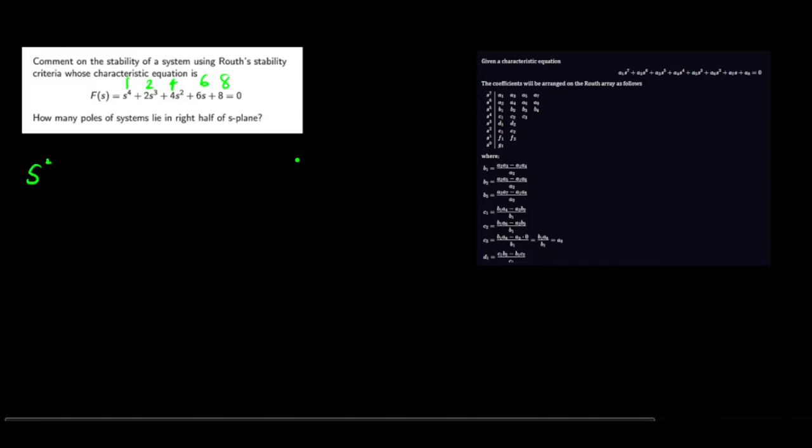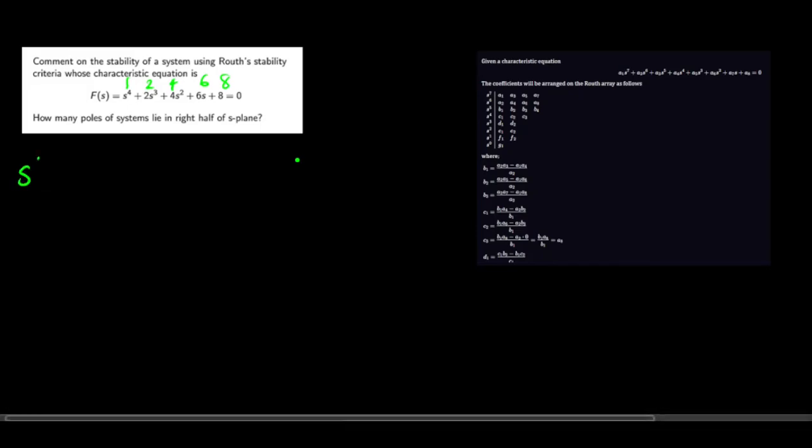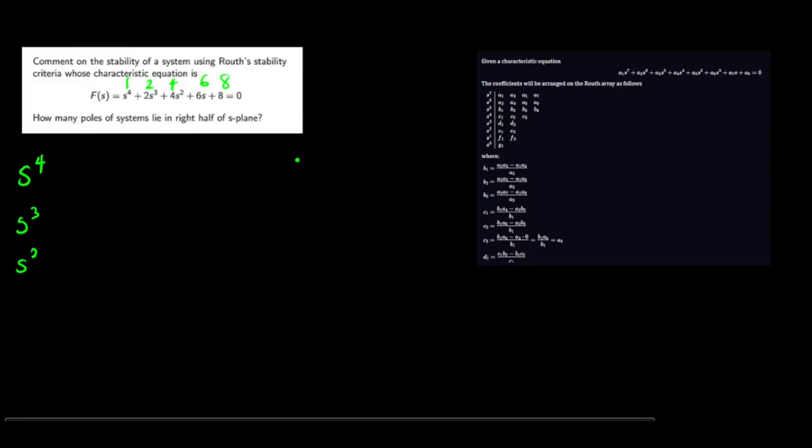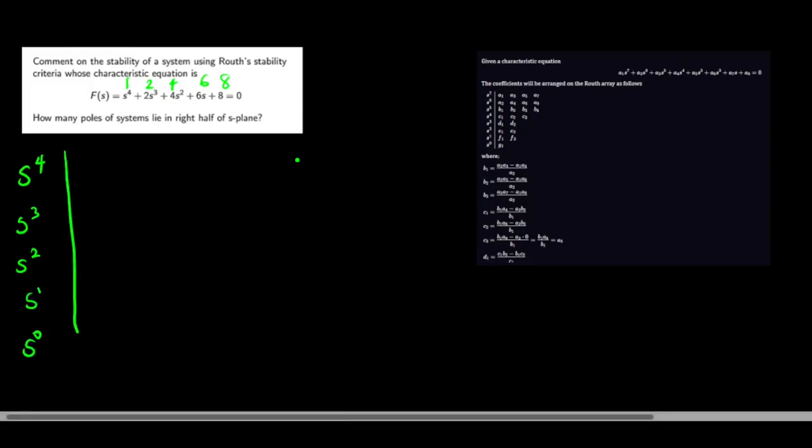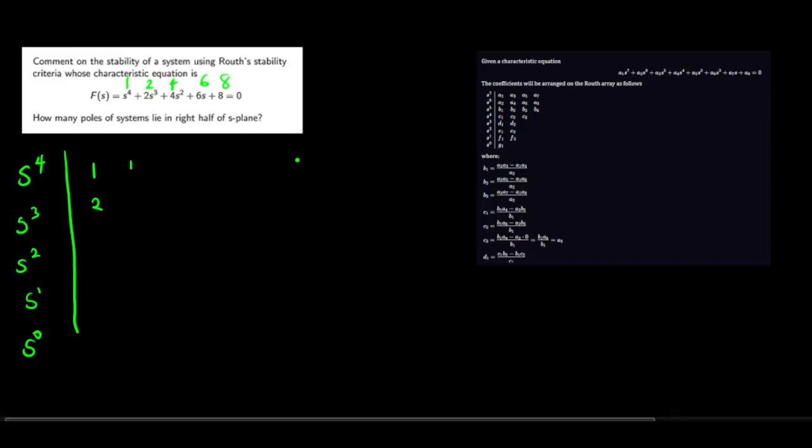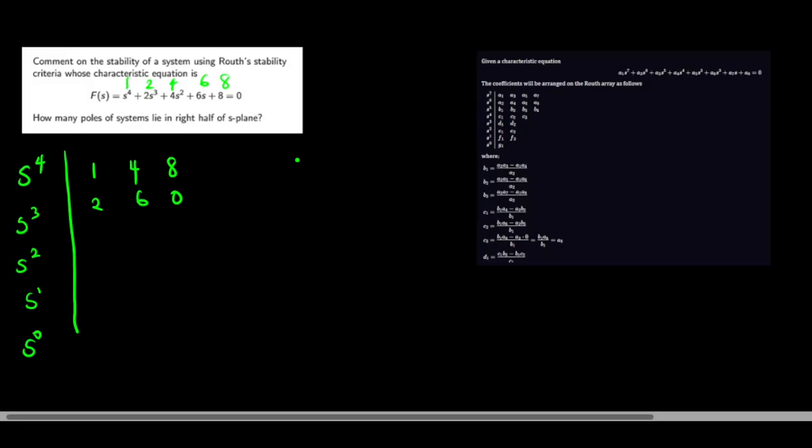So the highest power is S4, then S3, S2, S1, and S0. The coefficients you write as 1, 2, 4, 6, 8. Here will just be 0. And then the remaining rows we will obtain. So now this is a reference for how each row is calculated. You can find this on my website, link below in the description.